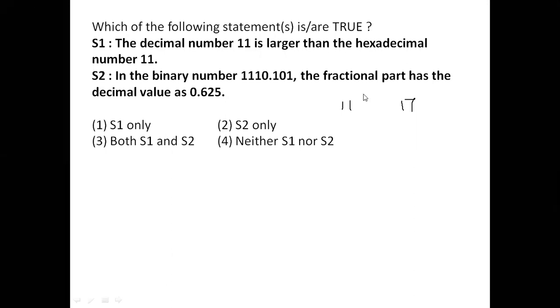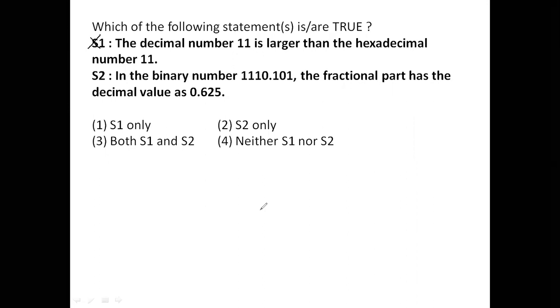Why? Because they are telling that 11 was larger than 17. No, it's just wrong. Actually, hexadecimal number 11 was larger than decimal number 11. So the first statement, we can tell it is wrong. The statement is false. Let's move on to the next one.